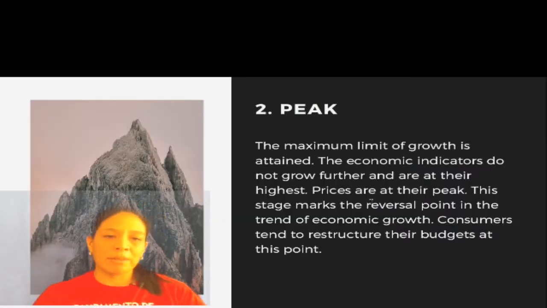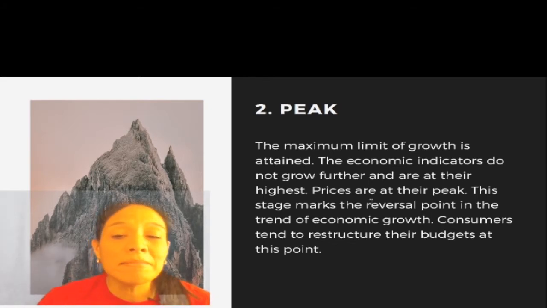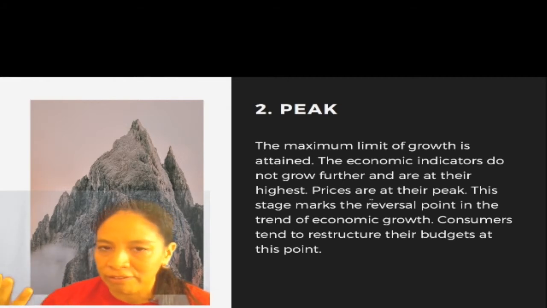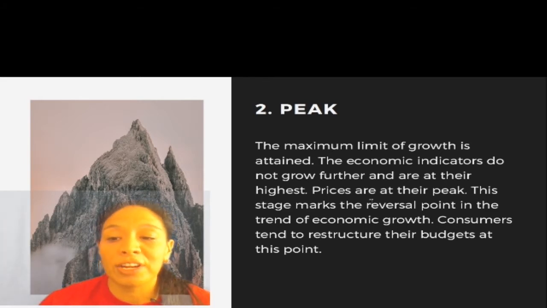So now we have the peak. The peak is the maximum limit of growth that is attained, where an economy cannot grow anymore. The economic indicators do not grow farther and are at their highest, all right? That's basically why we call it the peak, because that's the highest point in your curve. You cannot go even further. You're at your maximum capacity. Prices are at their peak.